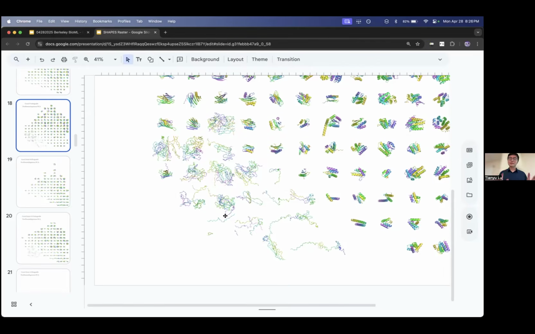So that's the part I wanted to avoid, where you want to make sure that you have both good coverage and these structures are still good.